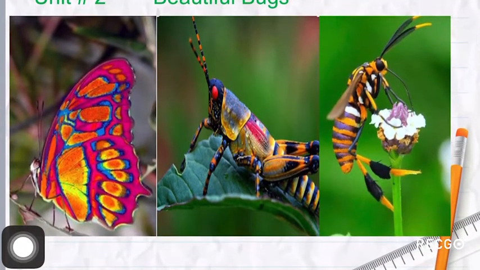Allah subhanahu wa ta'ala, as we listen from our scholars, has created all the things for the human beings, and has created human beings for his worship. So these are the beautiful bugs, and there are many beautiful insects which Allah subhanahu wa ta'ala has created for our benefits.